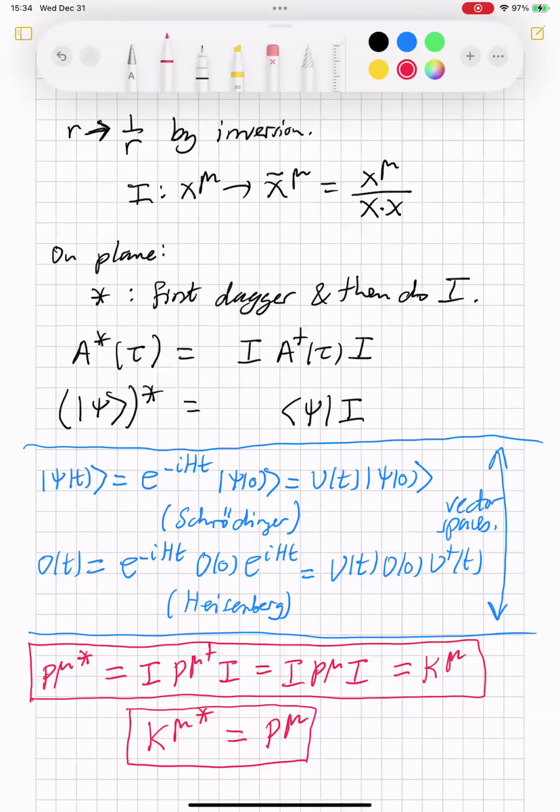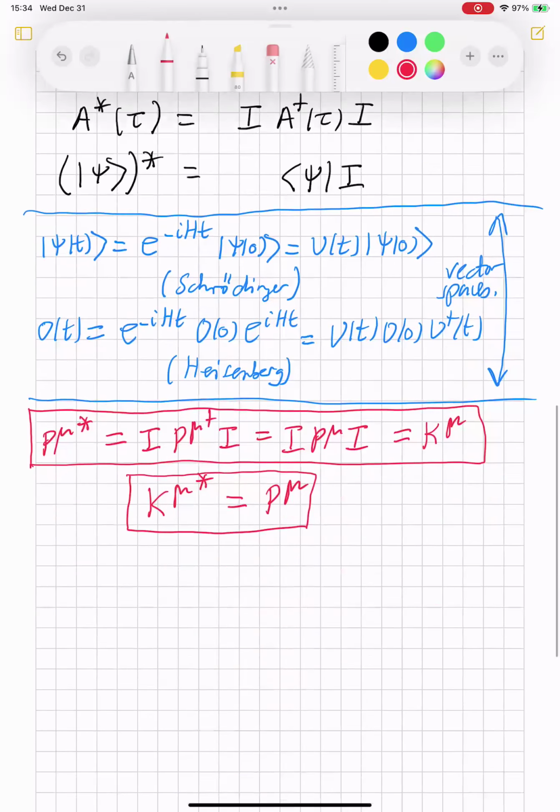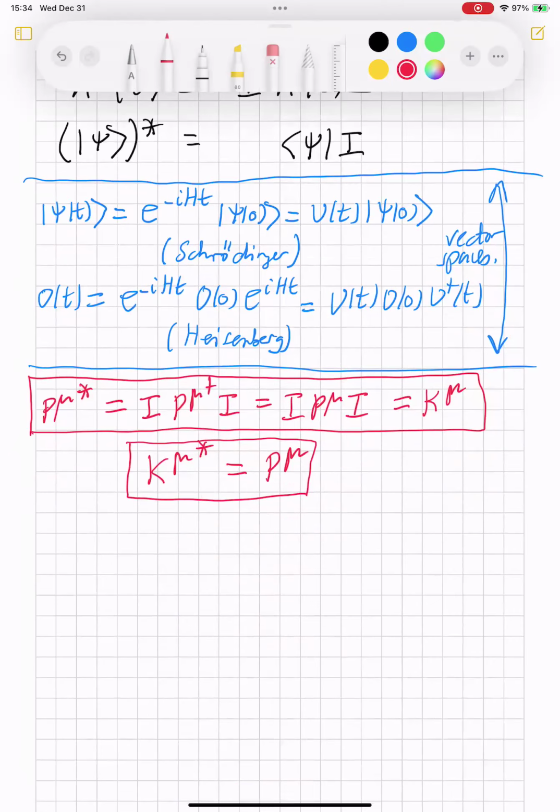Okay, so the next thing I want to point out in radial quantization, which is rather interesting, is let's look at the dagger of the dilatation operator. So this will be equal to inversion, D dagger, inversion. And we know that in Minkowski spacetime, the dilatation operator is Hermitian. So this will be inversion D inversion.